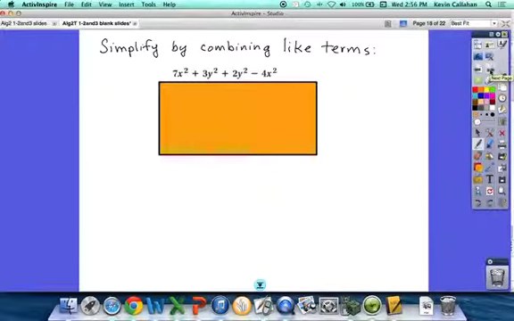Okay, what do we get when we combine like terms there? Curtis? No. Oh, Shiza.